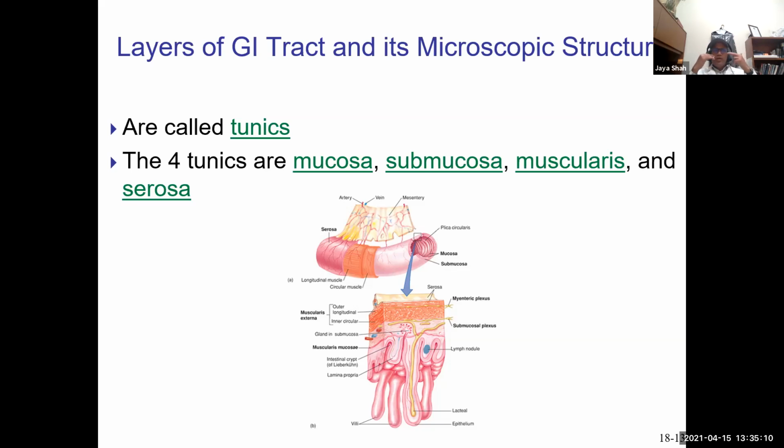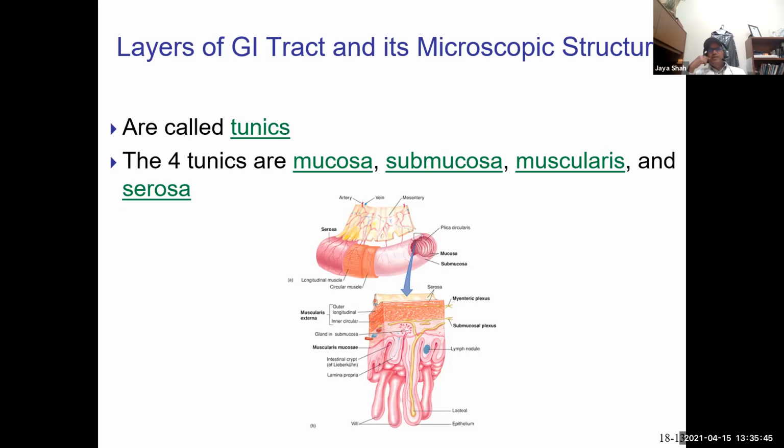There are four tunics and we are talking about the inner tunic. Any tunic or layer which is outside, that means out of four types of basic tissue, what kind is that? Epithelium. So the tissues are epithelial, connective, muscle, nervous tissue. So any surface of the body is epithelium. So the GI tract surface is also epithelium.